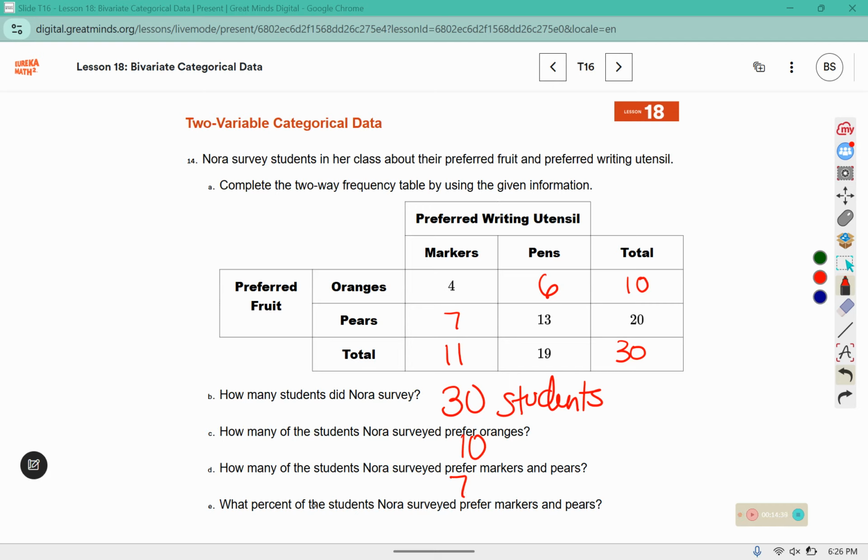This one says, what percent of the students Nora surveyed preferred markers and pears? Well, there were 7 that preferred markers and pears out of the 30, which we could do as a decimal, and that would be 0.23 repeating, or as a percent, it would be 23.3%, or 23.33%.